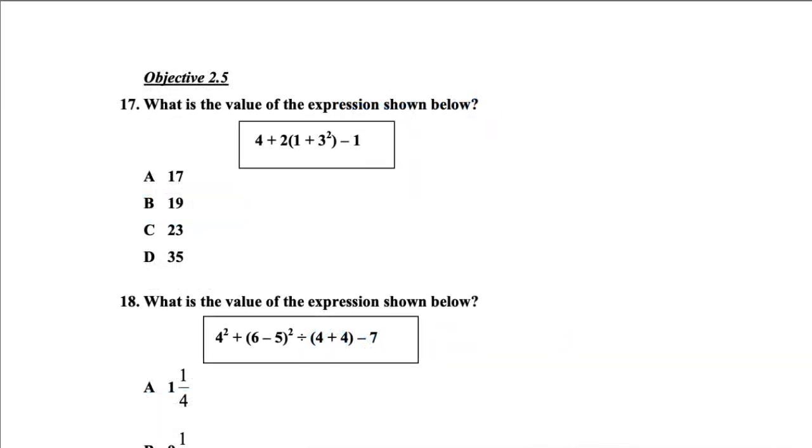What is the value of the expression shown below? 4 plus 2 times (1 plus 3 squared) minus 1. So for this question, we need to follow PEMDAS. First, we're going to look for the parentheses. That's going to be the 1 plus 3 squared. So we're going to rewrite that: 4 plus 2 times (1 plus 3 squared) minus 1.